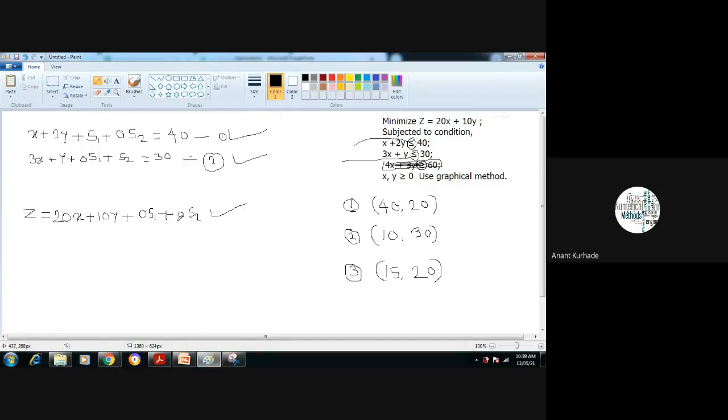Up to this, any doubt? If you write this, you can get 2 marks. Any doubt up to this?